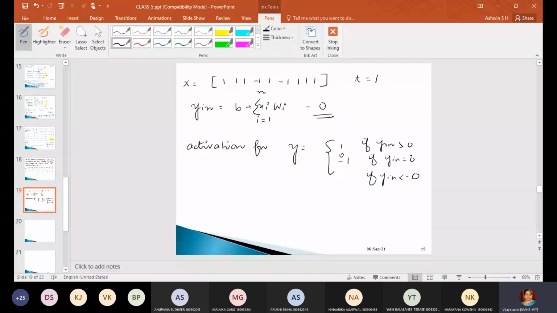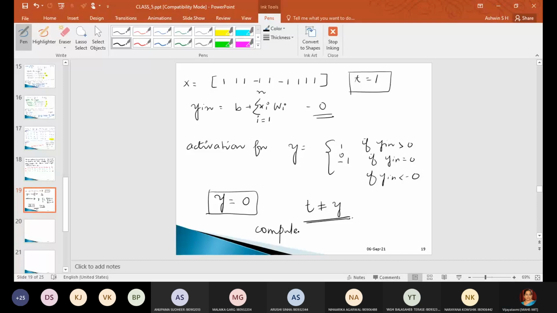So now what is the value? For this case y is equal to 0, right? y is 0, so the target is 1, right? So check whether t is equal to y. So t is not equal to y. So now compute the new weights.